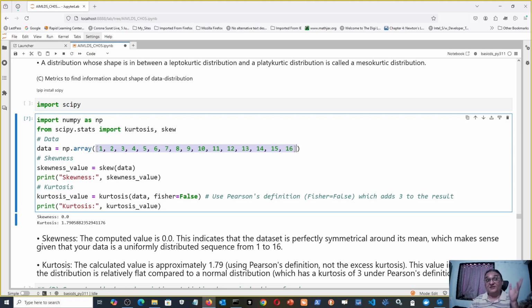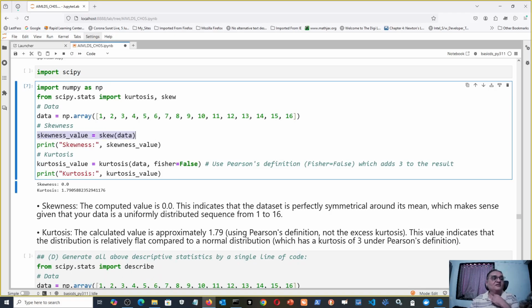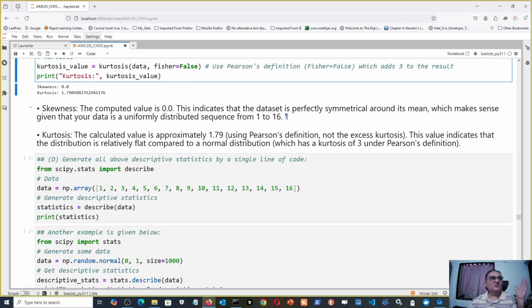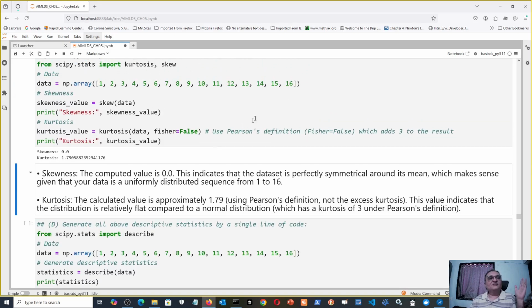Every time it will not be 0, and sometimes you have to treat that skew. The kurtosis here is 1.7, and sometimes kurtosis also needs to be treated. If your data has too much skew or too much kurtosis, then you need to do something. Some operations are done on the data before machine learning modeling, to bring the values within some reasonable range. So this is about skew and kurtosis.